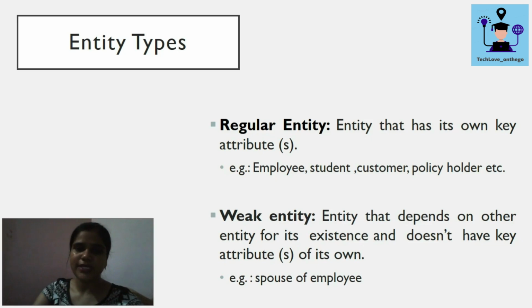Okay, let's have some examples, like employee. Every employee will have an employee ID. In the student entity set, every student will have a unique student roll number.